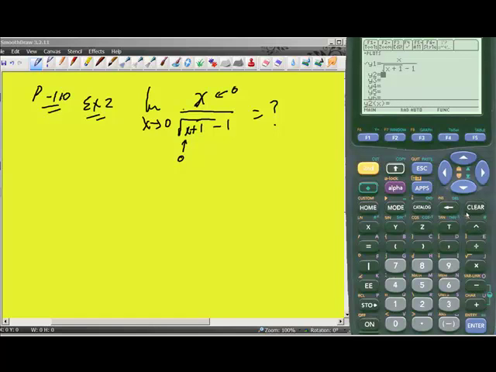And what we're going to do is we're going to create a table. And that's what they have in the book on page 111. They have a table for you. So if I'm going to create the same thing here, we can do this. I'm going to go to what's called the table set, which is F4, second table set. And I want table start to be at 0. Okay, enter.